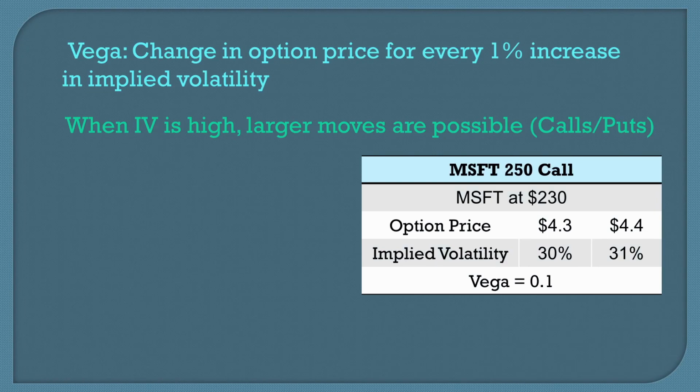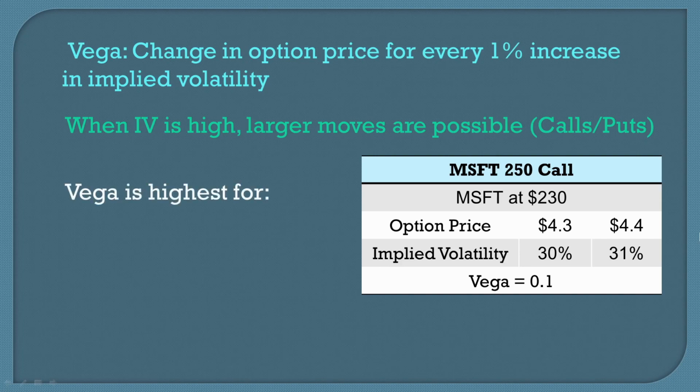Let's say we are looking at the stock of Microsoft, and Microsoft is currently at $230. You purchase a 250 call for Microsoft at $4.30 when implied volatility was 30%. Vega is 0.1, so if implied volatility rises to 31%, your call option will be worth $4.40. This is assuming that the time left to expiration for the option did not change. Overall, you can see that the calculation for Vega is quite straightforward.